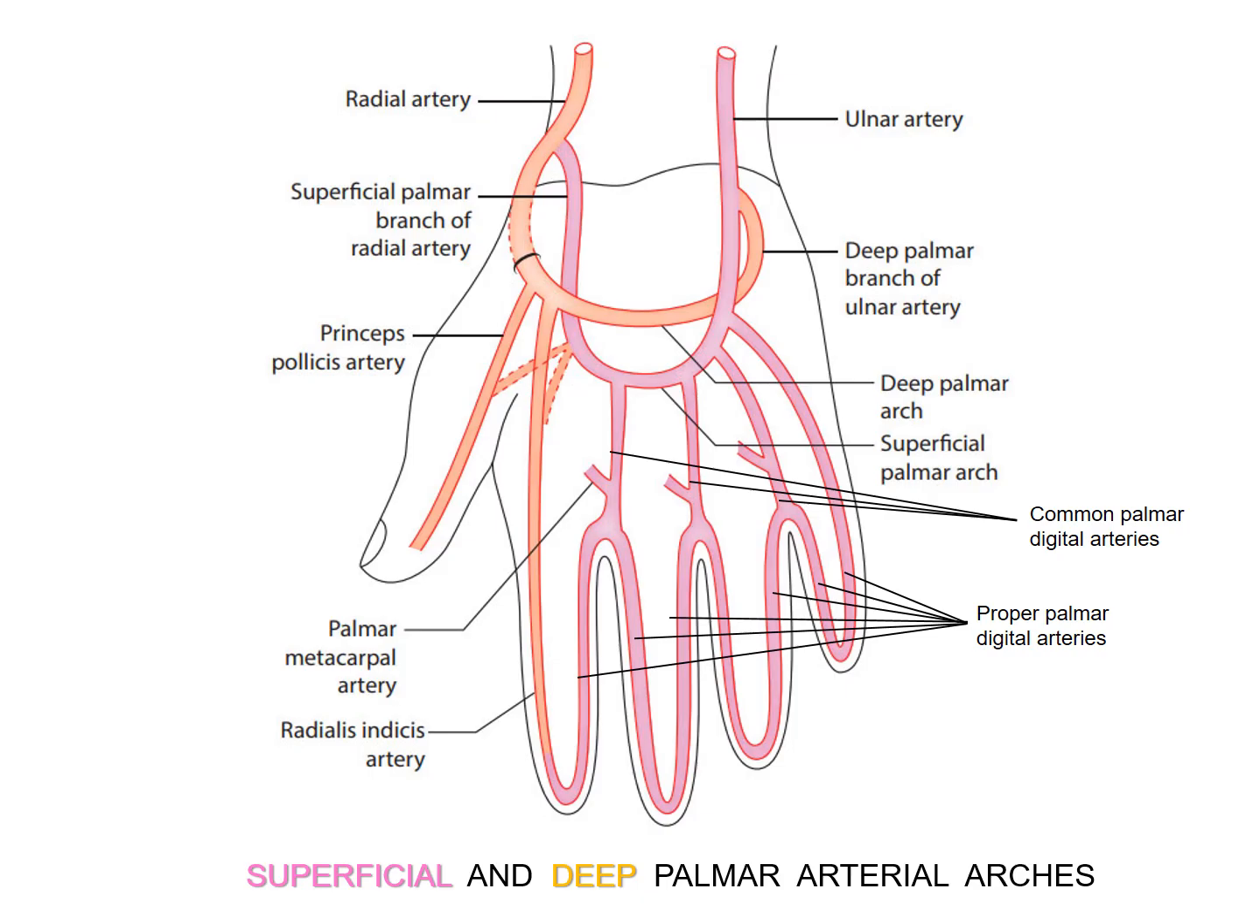The deep palmar arch is formed by an anastomosis between the larger terminal branch of the radial artery and the smaller deep palmar branch of the ulnar artery. The branches of the deep palmar arch are palmar metacarpal arteries, which supply the fingers, head distally, and anastomose with the common digital arteries.